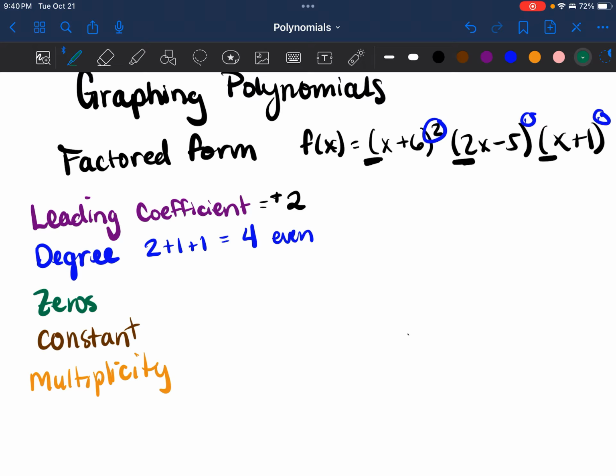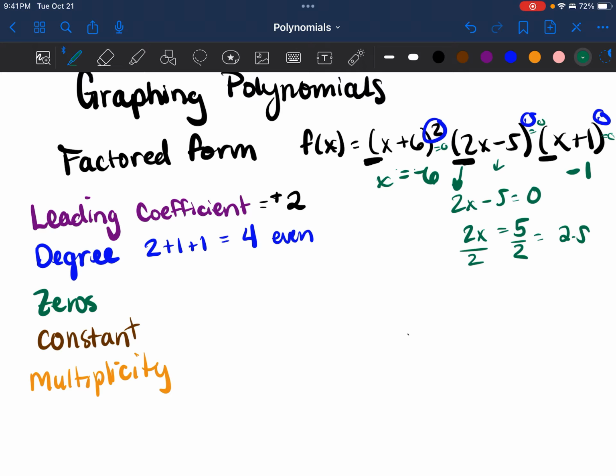My zeros come from making these all equal to 0 and solving. So I have -6, -1, and in this one, it is not +5 because there's not just one x, there's 2 of them. So when I get +5 over here, I want to make sure I divide by 2, and I'll get x equals 2.5. So I have -6, -1, and +2.5.